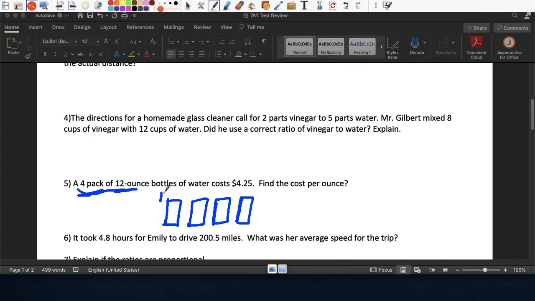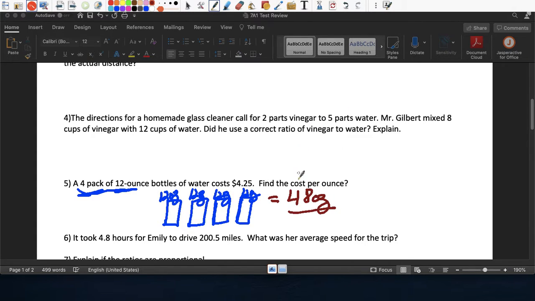How many ounces? There's 12 ounces here, 12 ounces here, 12 ounces here, and 12 ounces here. You have to understand this because that's crucial. So in total, how many ounces do we have? Well, I have 12 ounces plus 12 ounces plus 12 ounces plus 12 ounces. I have 48 ounces of water.